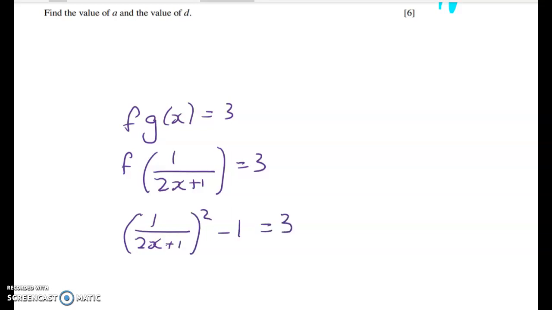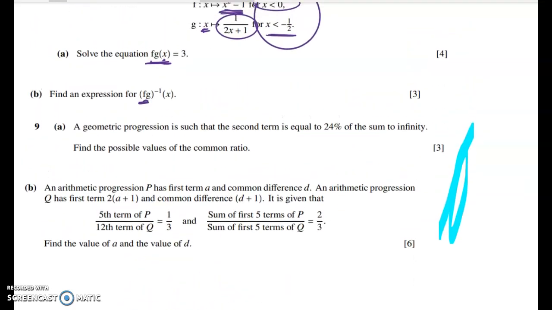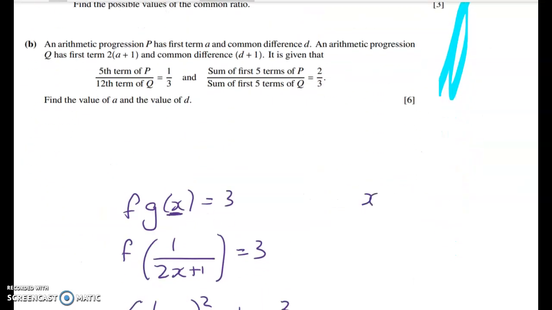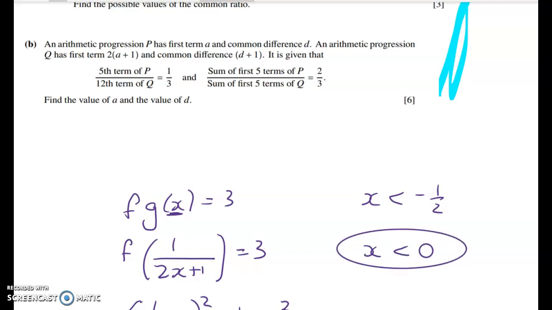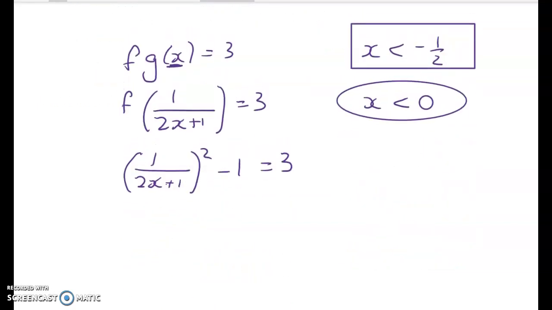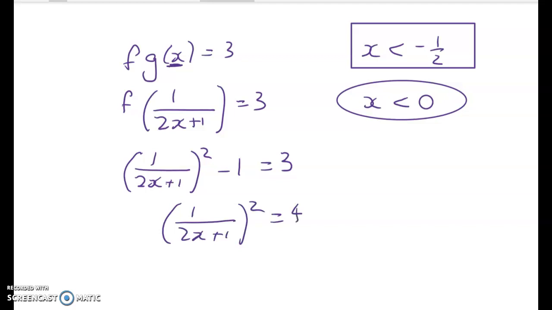Now remember, for this, the only values of x that can go in here are ones that are less than -1/2. So we must have x less than -1/2. And then when we put them into the f function, the values must be negative. So that doesn't really add anything. We don't need to worry about that. But the whole way through, we have to think about that in our solution, the x value has to be a negative number below -1/2. So just keep that in your mind. Right, so what am I going to do next? Well, I'm going to have this 1 over 2x plus 1 squared is equal to 4.